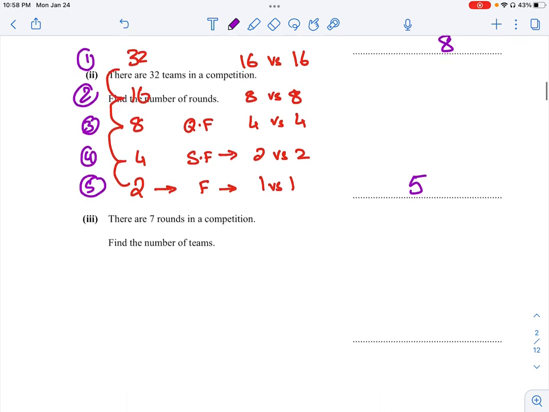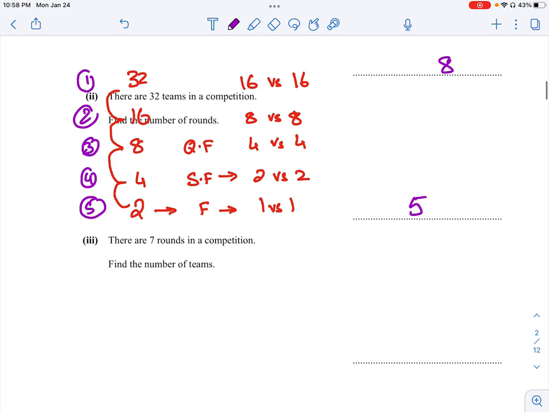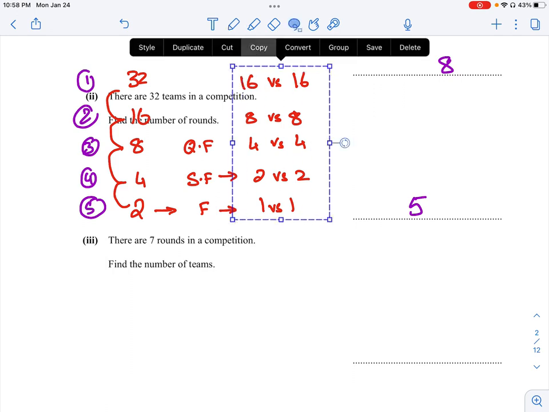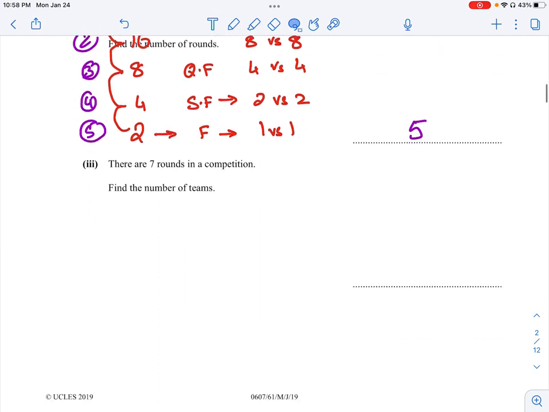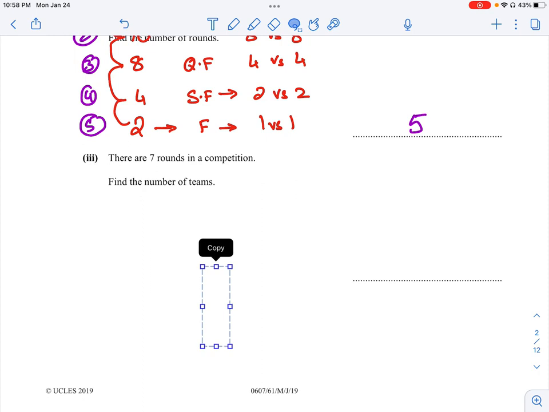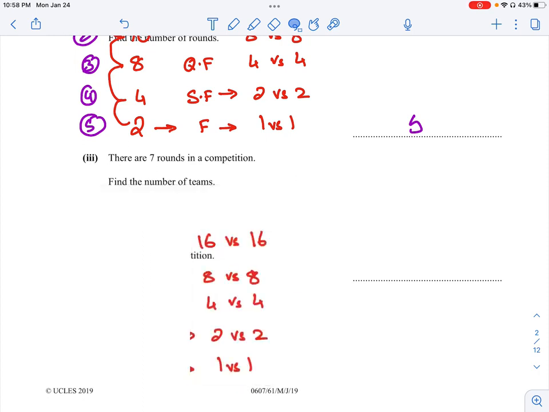There are 7 rounds in the competition. Find the number of teams. 7 rounds. Just now we got 5 rounds. So what am I going to do? I'm going to copy this 5 rounds. But I want 7 rounds. So this should be my 7th round. This should be my 6th round. This should be my 5th round, a 4th round, 3rd round.